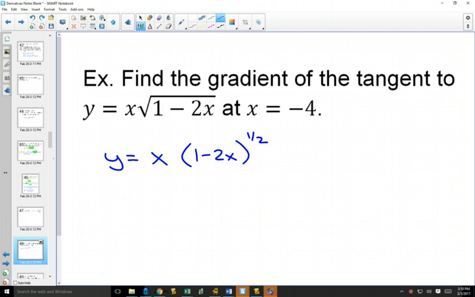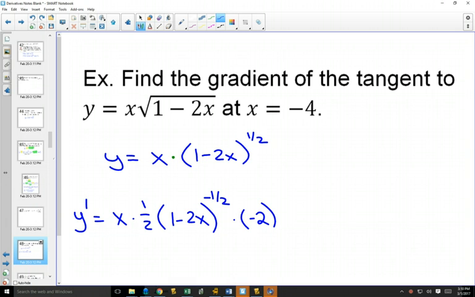I'll change that square root to a half. So I notice that I have two functions that are getting multiplied together. This makes this a product rule. So I start off with my product rule. I keep the first one the same, multiply by the derivative of the second one, and the second one has a chain rule.